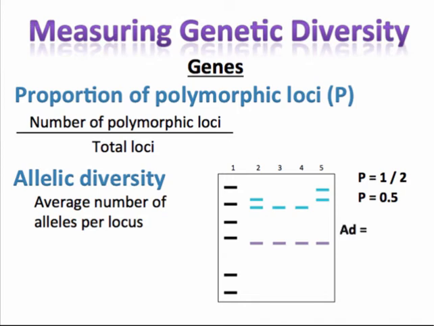So for allelic diversity, you look at the average number of alleles per locus. So if we look at the blue locus, we have 3 alleles, 1, 2, 3. And then for the purple locus, we have 1 allele. So that would be 3 plus 1 divided by 2, because that's the number of total loci we have. So 3 plus 1 divided by 2, and that's 4 divided by 2, so our allelic diversity ends up being 2.